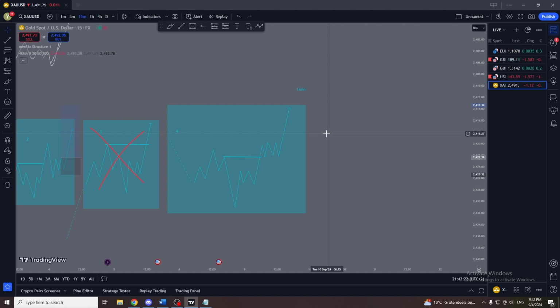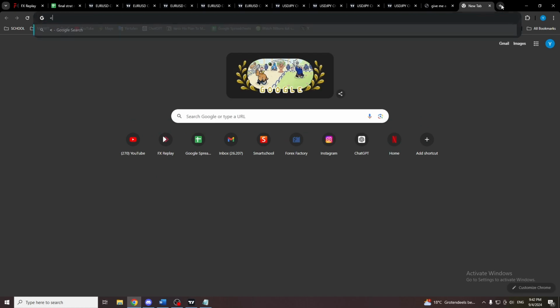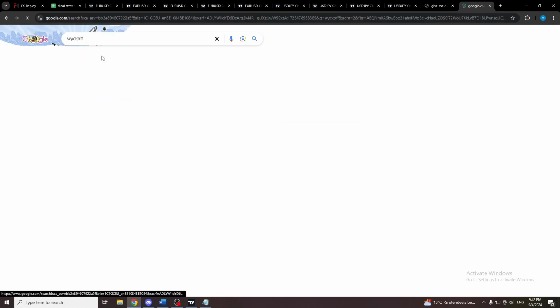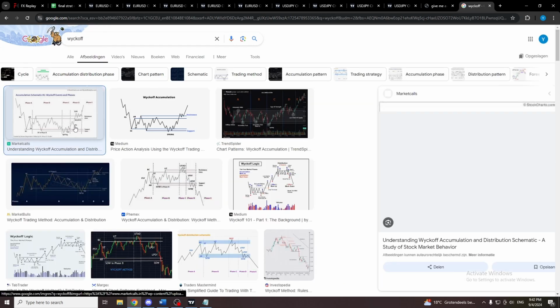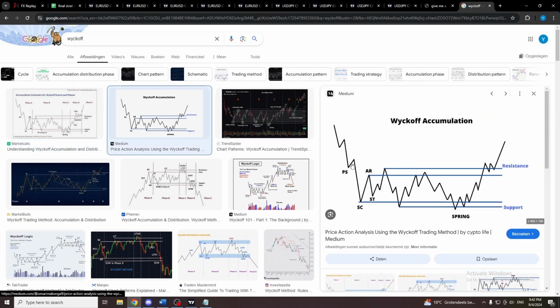Some of you guys will see this as Wyckoff or yeah, just Wyckoff. Maybe if you don't know it, I'll just show you a picture of Wyckoff. And if you're interested in Wyckoff, well, you can learn Wyckoff. Something like this. If it wants to load. Okay, it doesn't. Maybe this one. Yeah, it's something like this.